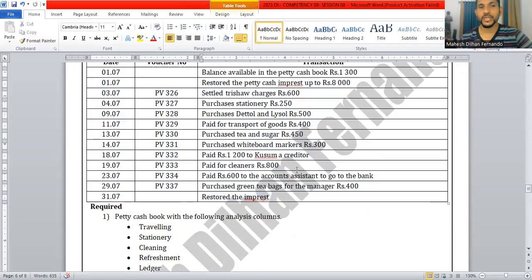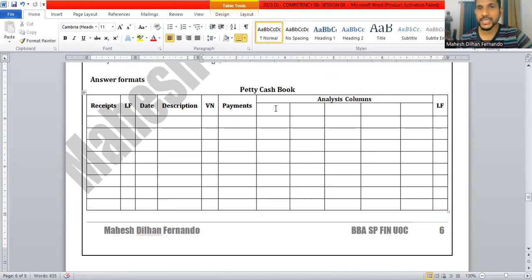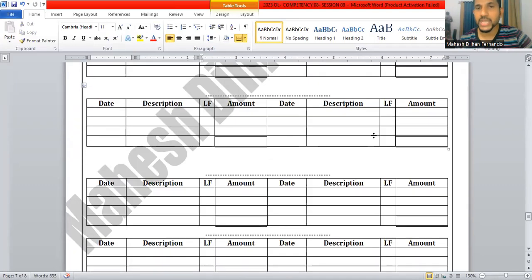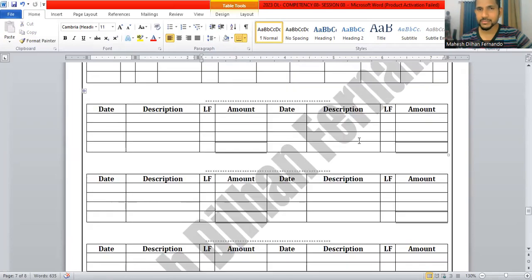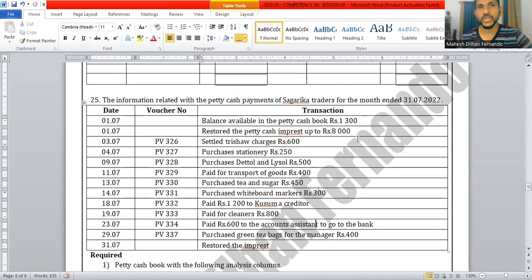Okay, so these are the analysis columns, right? The formats have been provided. You have to write the names of the format, the analysis columns, and you have to post the information to the ledger. I think with this activity, it is enough for the petty cash book in the theory class. So later we can discuss some varieties of the petty cash book in the paper class, right?